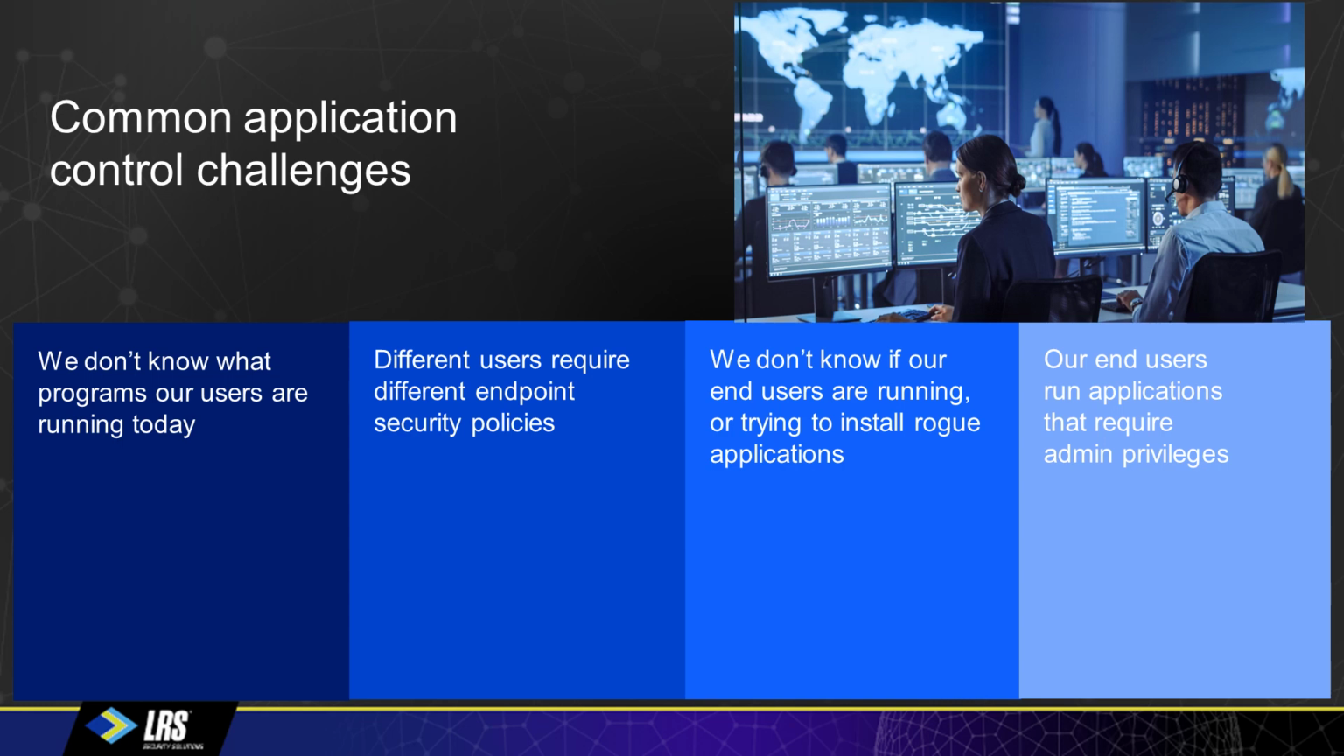So, how is access to applications on workstations currently decided? Or, how are admin rights removed based on who the user is, and why is it done that way? Common application control challenges that we hear from customers include not knowing what applications are being run today. They're dealing with various endpoint security policies. They're having rogue applications being installed by employees, and managing applications that require admin privileges can be a challenge. So how can IBM Security solutions help with this? And I guess specifically Privilege Manager.